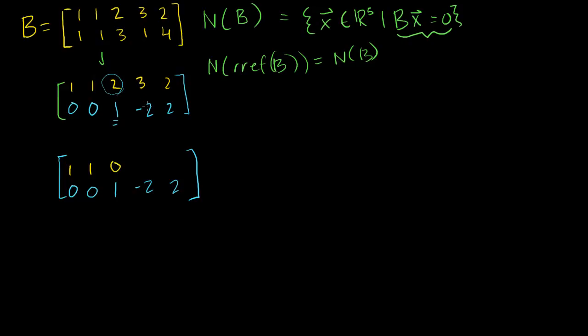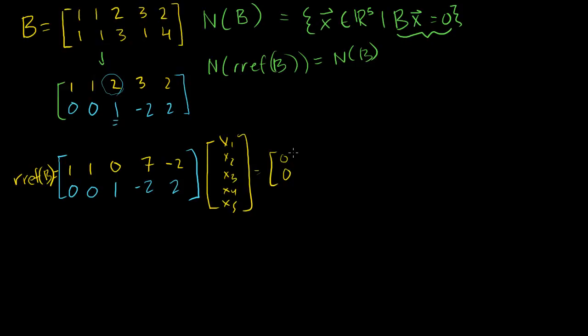3 minus 2 times minus 2. So that's 3 plus 4 is 7, right? 2 times this is minus 4, and we're subtracting it. And then 2 minus 2 times 2, that's 2 minus 4, it's minus 2. So this is the reduced row echelon form of B. B is equal to that right there. And then if I wanted to figure out its null space, I have x1, x2, x3, x4, and x5 equaling, I'm going to have 2 zeros right here.